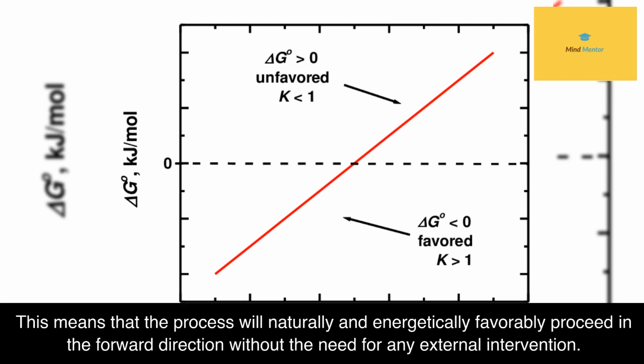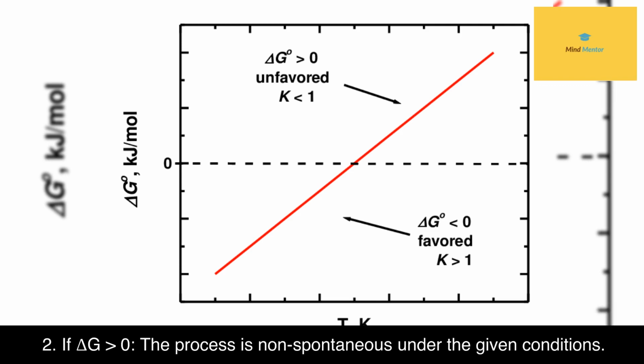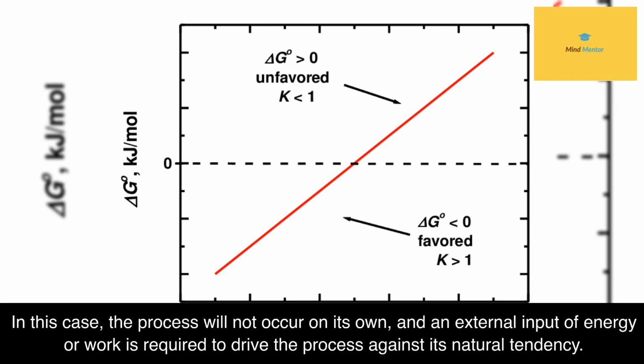This means that the process will naturally and energetically favorably proceed in the forward direction without the need for any external intervention. The system tends to move to a state of lower Gibbs free energy, which corresponds to a more stable state. 2. If delta G is greater than 0, the process is non-spontaneous under the given conditions. In this case, the process will not occur on its own, and an external input of energy or work is required to drive the process against its natural tendency.